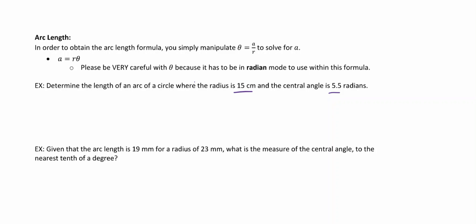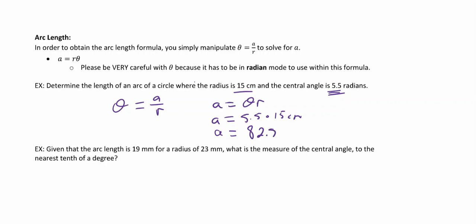Okay, so this isn't too bad. If we started off with the angle is equal to A over R, just rearranging that, we get A is equal to the angle times the radius. So A is equal to 5.5 radians, that is my angle, times 15 centimeters. So your arc length is going to be 82.5 centimeters.